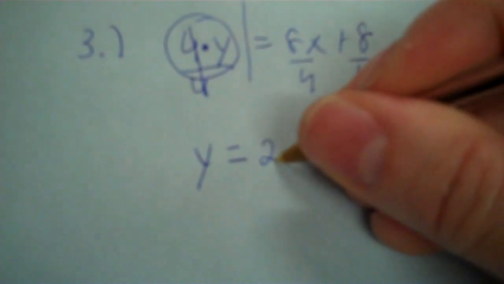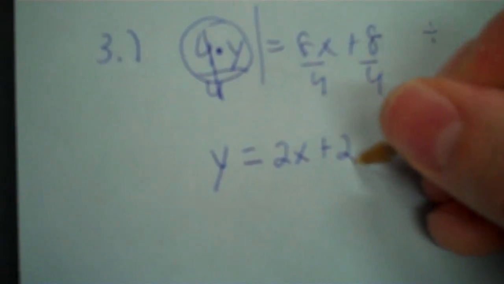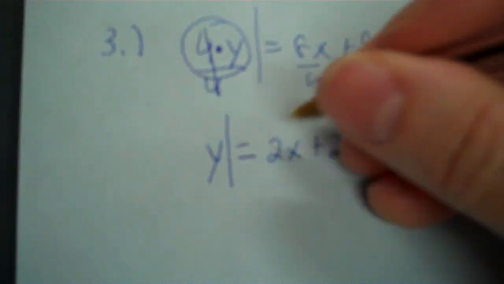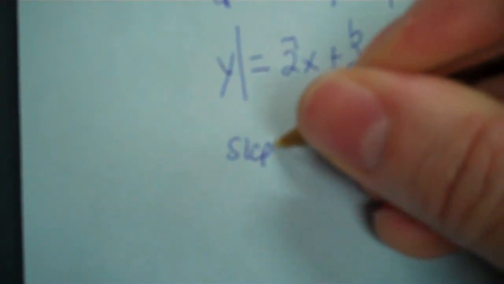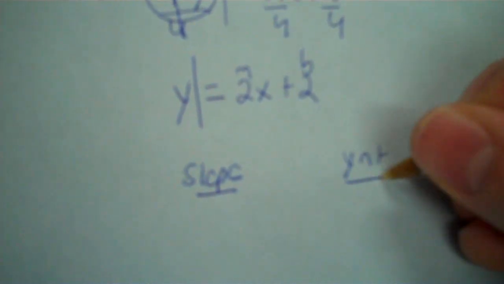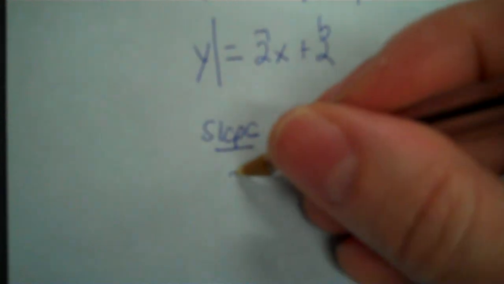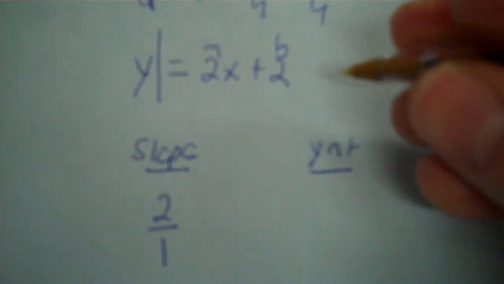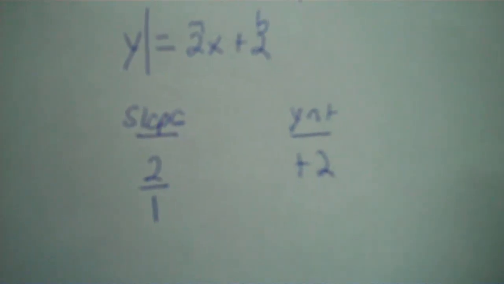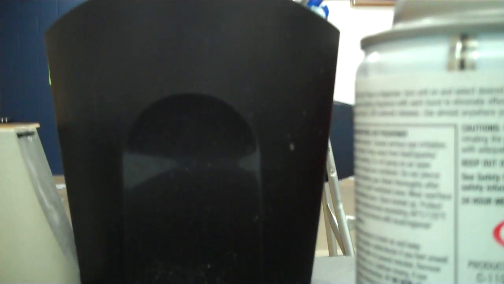8 divided by 4 is 2x. 8 divided by 4 is 2. So you have MB. So slope, y-intercept. So the slope is 2, it'd be 2 over 1. The y-intercept is positive 2, okay? So 2, and then you go up 2 over 1. Okay, there's your first equation.